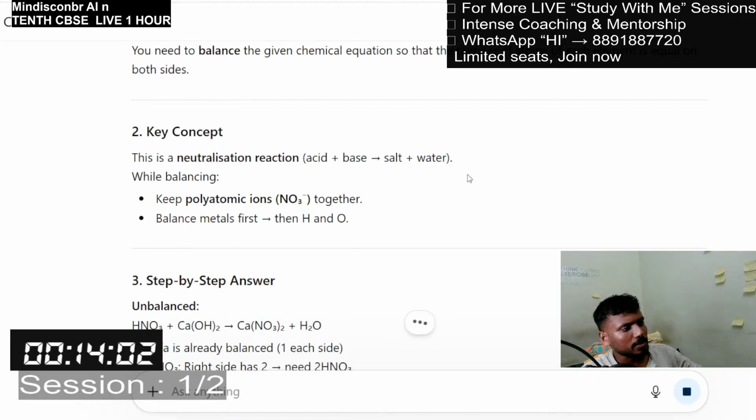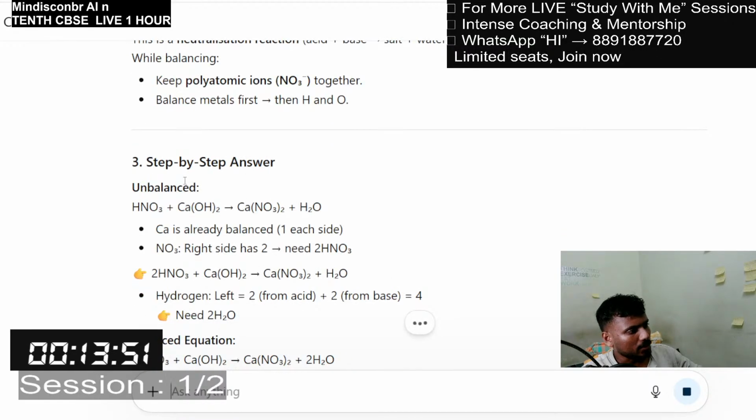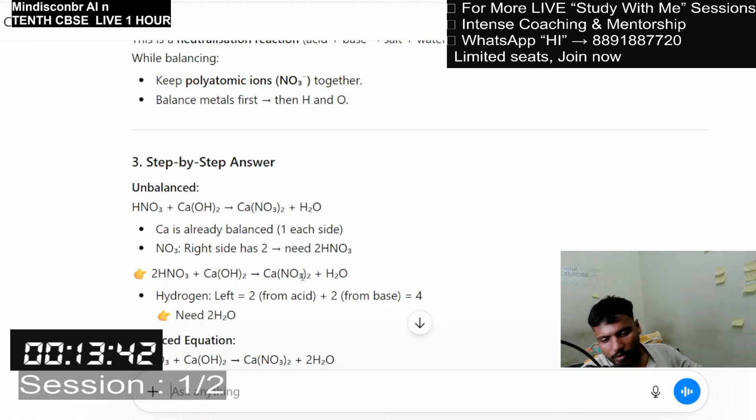Acid plus base gives salt plus water. While balancing, keep polyatomic ions, that is NO3 minus, together. Balance metals first, then hydrogen and oxygen. Step by step answer. Unbalanced: HNO3 plus Ca(OH)2 gives Ca(NO3)2 plus water.